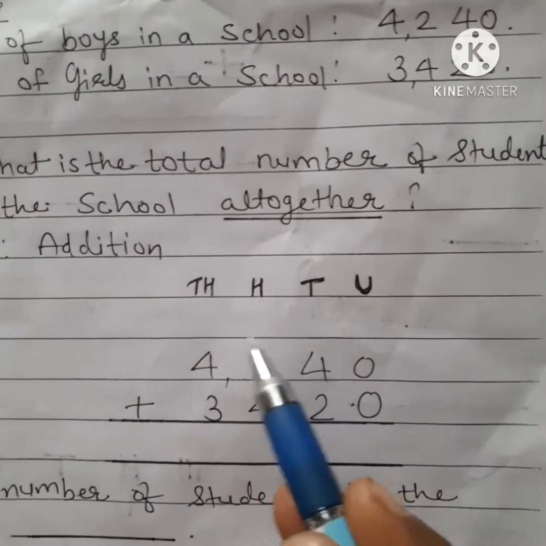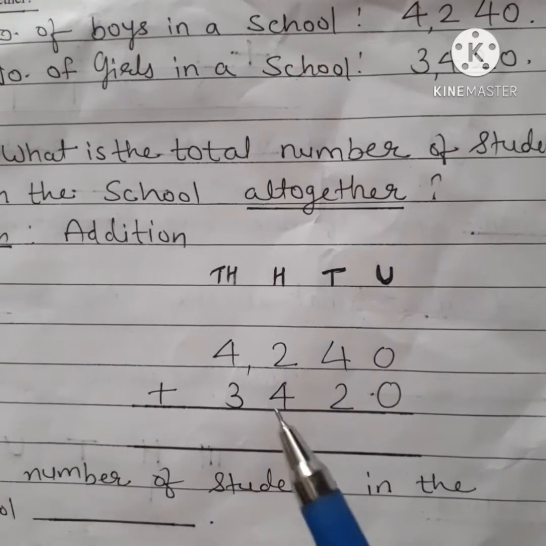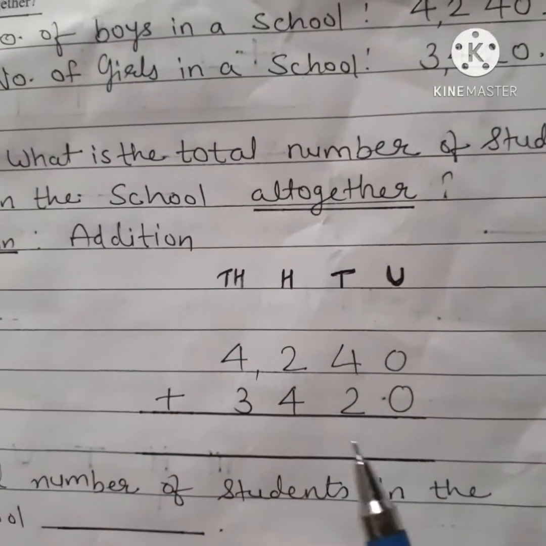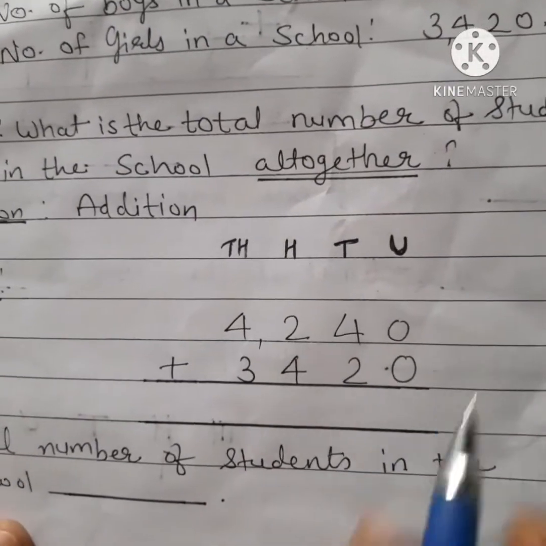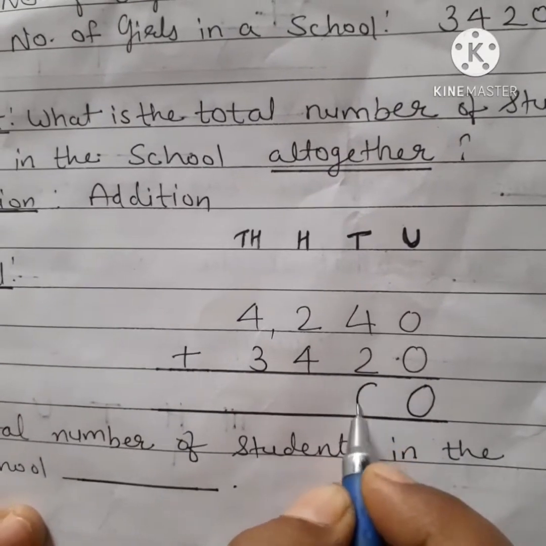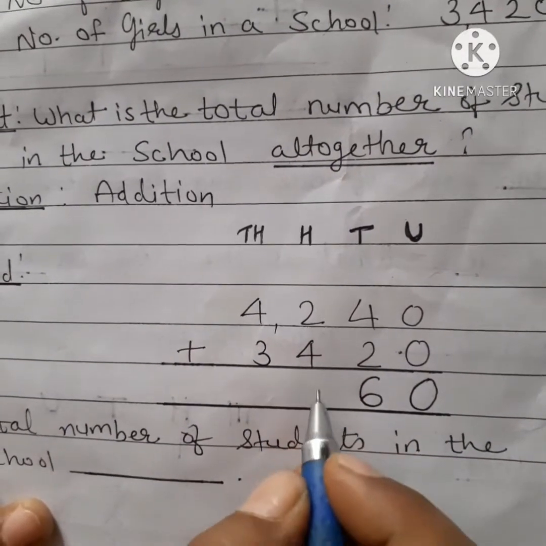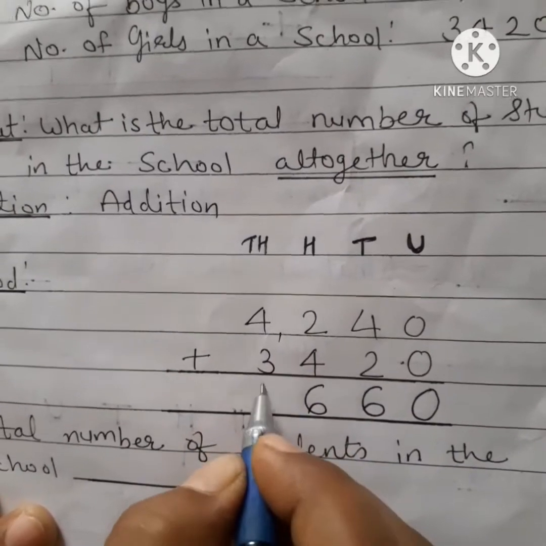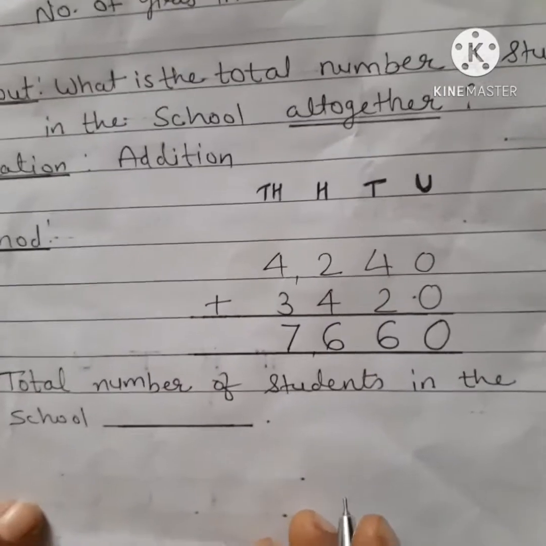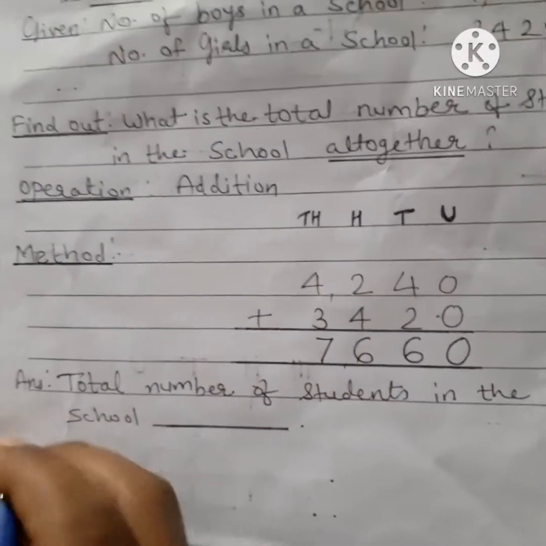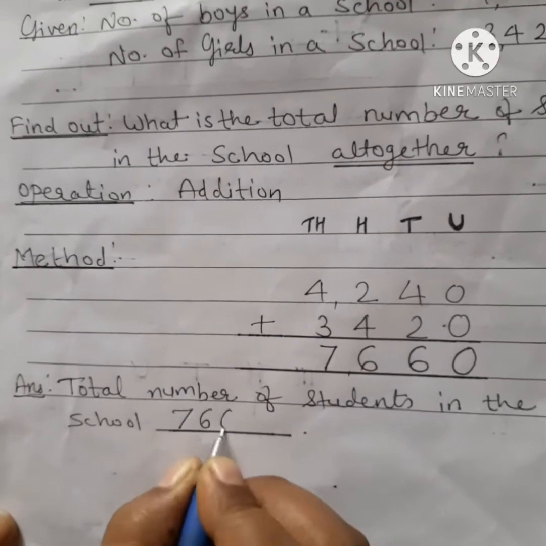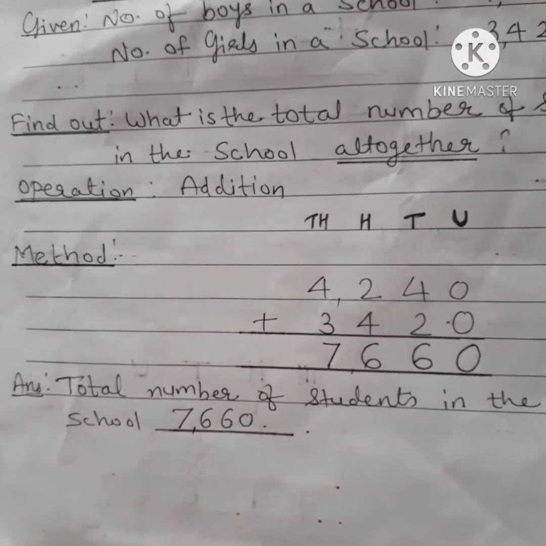You have to write unit, tens, 100, 1000, and then you have to leave one line and write 4,240 plus 3,420. Then you have to start adding. 0 plus 0, the answer is 0 only. 4 plus 2 is 6. Again 2 plus 4 is 6. And 4 plus 3 is 7. So your answer is 7,660 students. So in the answer what will you write? Total number of students in the school, 7,660. Clear? Okay. Thank you.